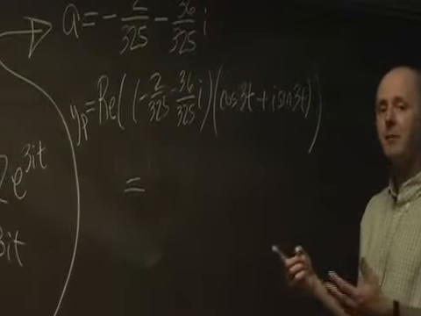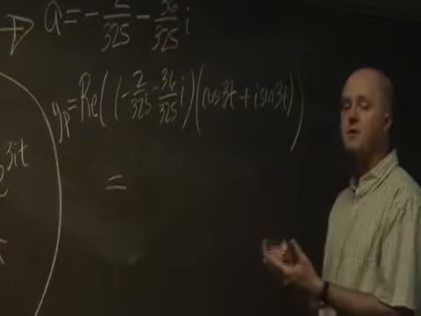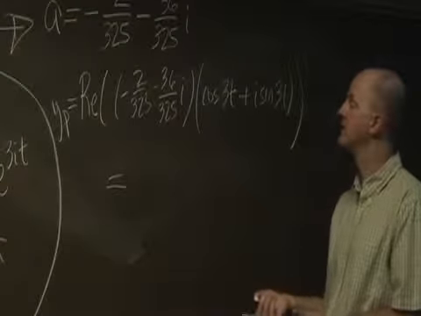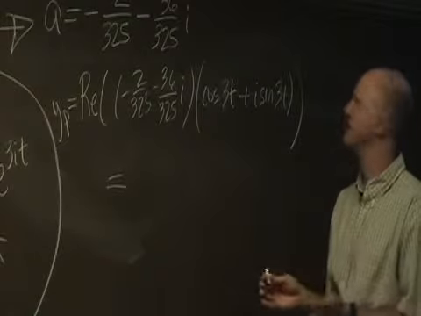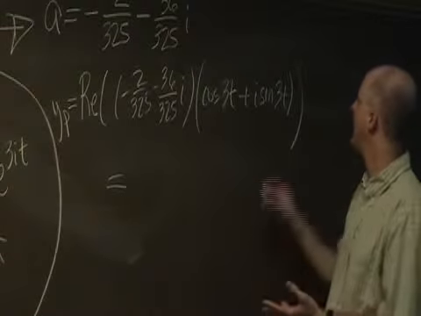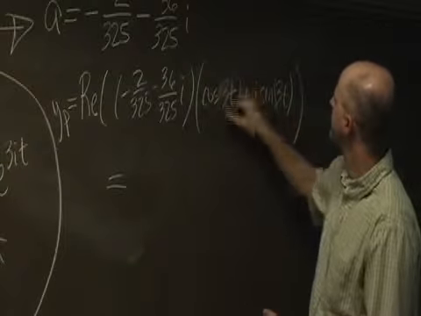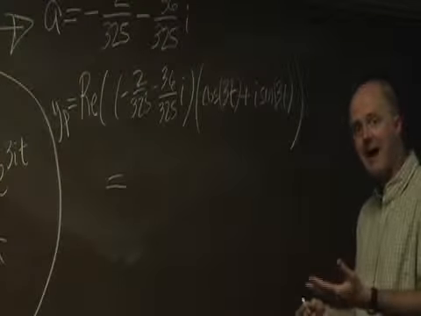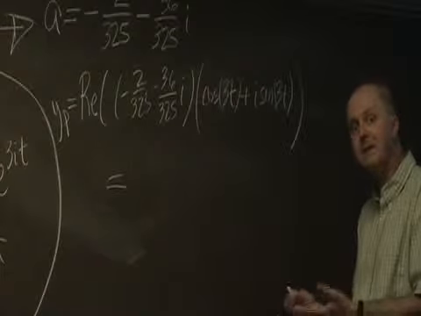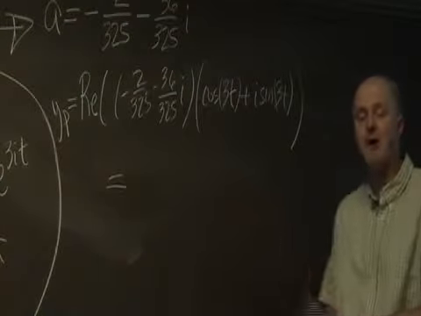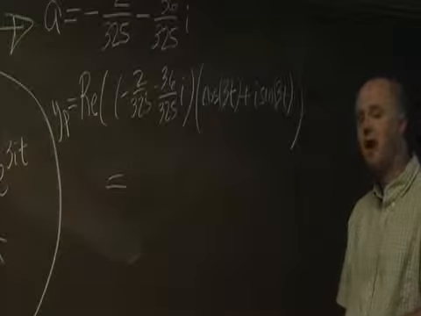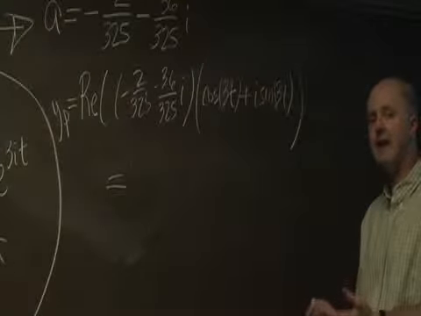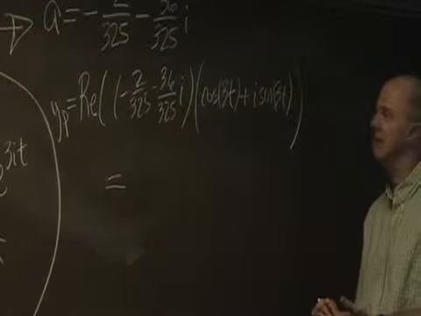Think about that. The real part is going to come from the first and last when you do the FOIL method. The outside and inside products will involve an i. They won't cancel this time, but they will involve an i, and they will be the imaginary part. That would be the yp if my original right-hand side was 2 times sine of 3t. But I want the real part because my right-hand side is 2 times cosine of 3t.